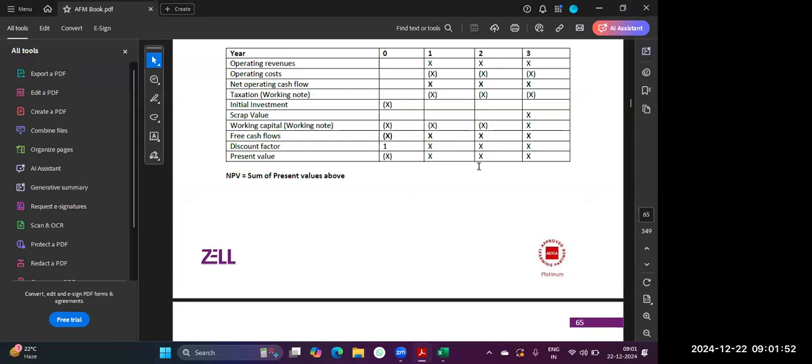Clear? Yes, sir. Sir, and if the scrap value is greater than the WDV, it will be added. Yes, you will add it, you will increase your profits, and you will pay tax on that. Rather than showing a negative 32, you'll show a positive 32. Okay, sir.